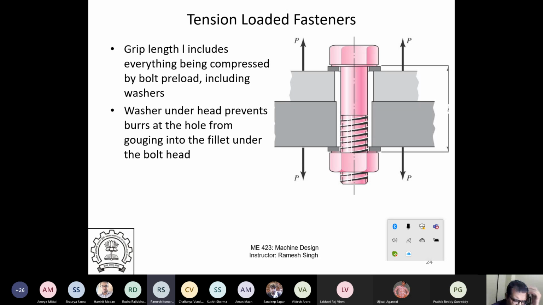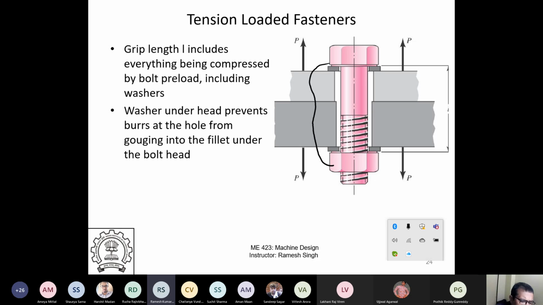Now, when you have this thing, I'll do some formulation, but I'll leave the rigorous analysis for the next class. This class, let's just see the formulation. So if I have this grip length L, in tension loaded fasteners, grip length L includes everything being compressed. So this is the grip length. Grip length basically means everything that is compressed. So the compression is happening in these 2 members and the washers, including the washers.